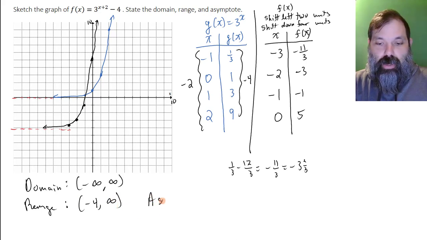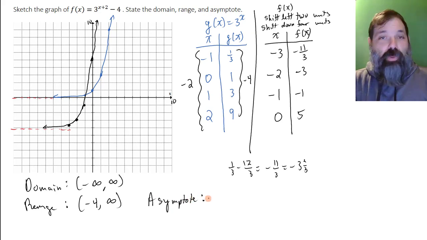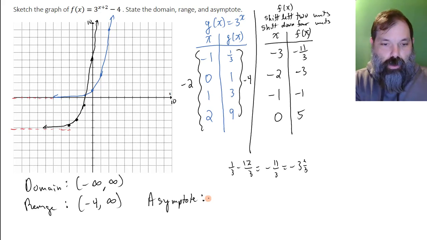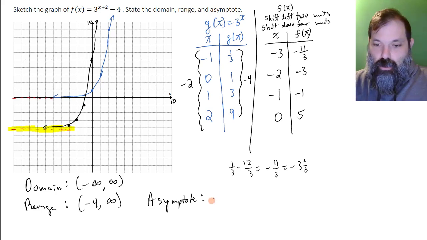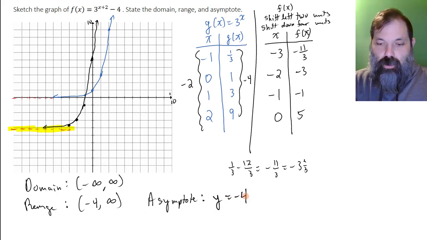And the equation for the asymptote, all right, so remember the equation of the asymptote, it's an equation, and the equation is, and we're looking at this line right here, that line is at y equals -4.